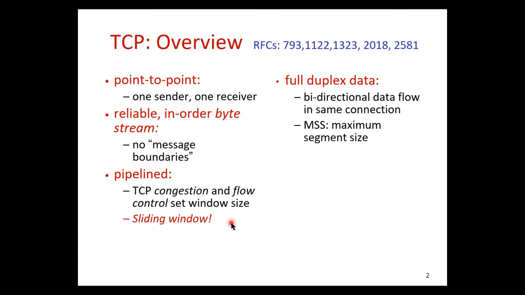TCP is bidirectional. So when you have a TCP connection between A and B, A can send data to B and B can send data to A. And one parameter of a TCP connection is called the MSS, which stands for maximum segment size. Essentially, you can think of it like the maximum packet size.